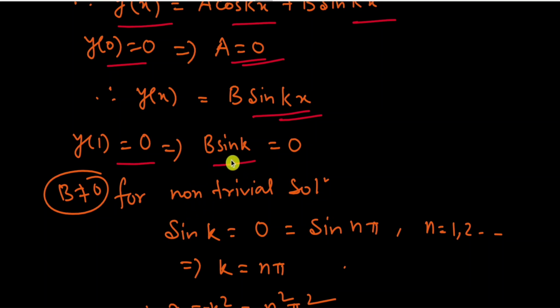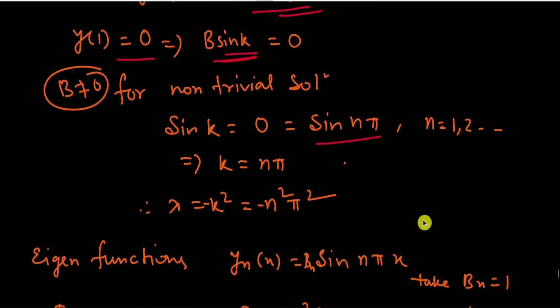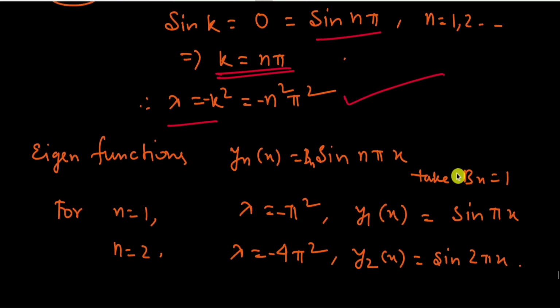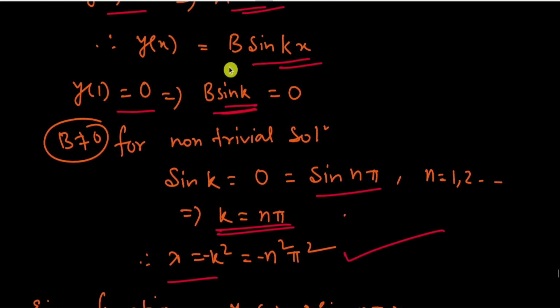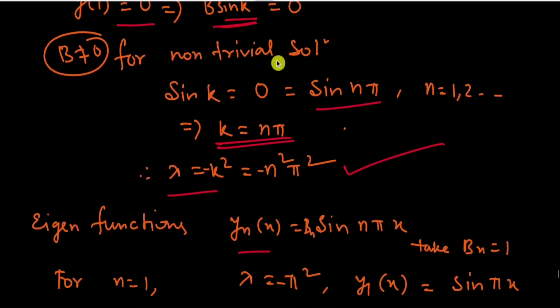So this gives sin k equal to 0, so sin k equal to 0 gives sin n pi, n equal to 1 to n, and this is equal to k equal to n pi. So lambda equal to minus k square equal to minus n square pi square. Therefore the eigenfunction is y_n, since we have this function only y(x) equal to b sin kx, this gives the eigenfunction.